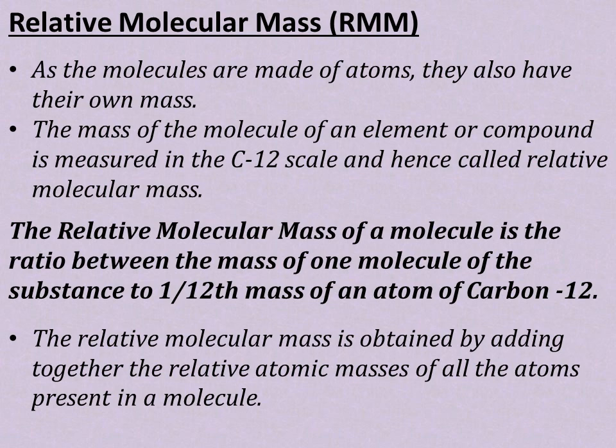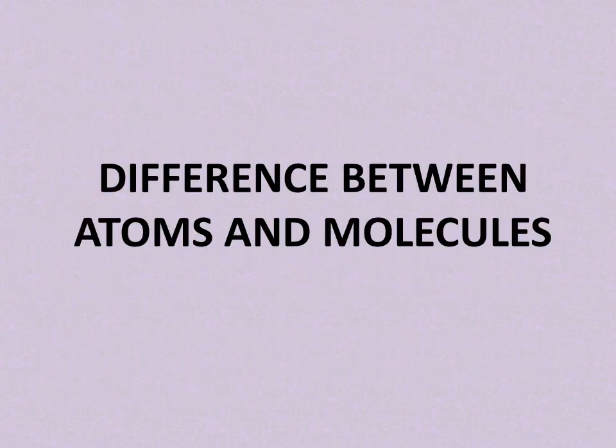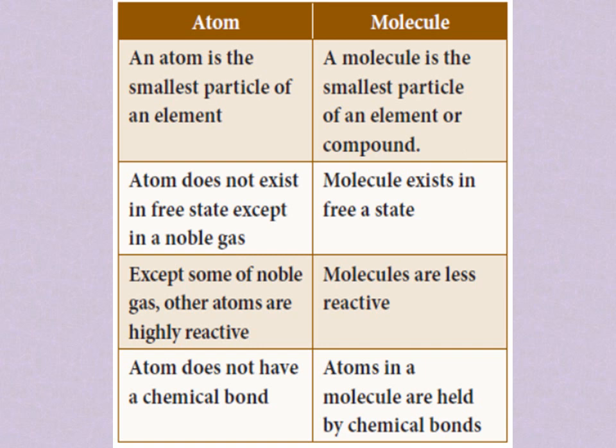Difference between atoms and molecules. Atoms. An atom is the smallest particle of an element. A molecule is the smallest particle of an element or compound. Atoms do not exist in free state except in a noble gas. Molecules exist in free state. Except some of the noble gases, other atoms are highly reactive. They react at once. Molecules are less reactive because they already have chemical bonds to make them stable. An atom does not have a chemical bond. Atoms in a molecule are held together by chemical bonds.